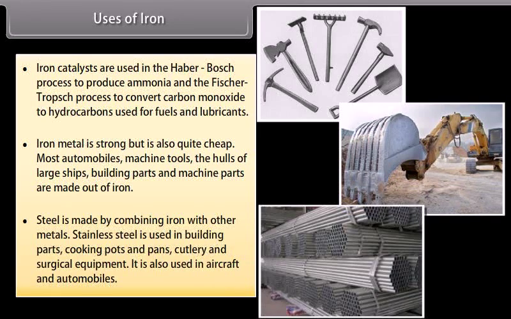Steel is made by combining iron with other metals. Stainless steel is used in building parts, cooking pots and pans, cutlery, and surgical equipment. It is also used in aircrafts and automobiles.